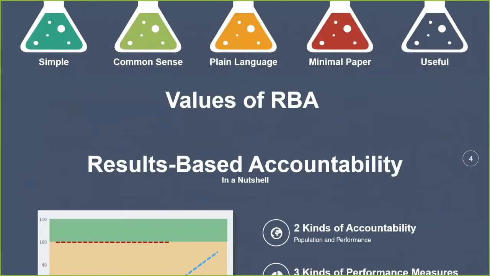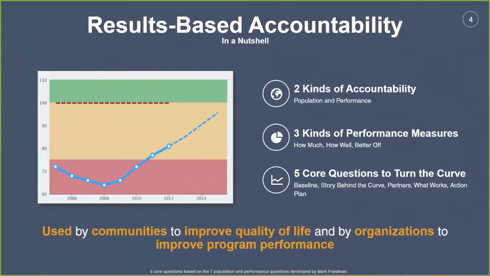So RBA in a nutshell, as we call it, is about 2 kinds of accountability, both population and performance, and I'll talk a little bit about that during the webinar. And then 3 kinds of performance measures. How much did we do? How well did we do it? And is anyone better off? And the answers to those questions can give you the information you need to improve. And the way you do the improvement is by using the 5 core questions to turn the curve. So it's about using data and using turn the curve thinking, as we'll talk about today, to improve and develop action plans for improvement.